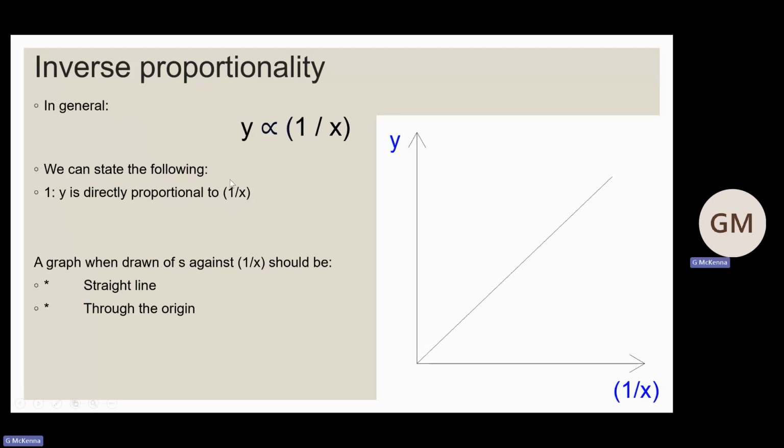Now, in general, when a quantity y, any variable that's on the y-axis, is proportional to 1 over x, any quantity, we've seen the previous example t on the x-axis, we can say that y is directly proportional to 1 over x. And a graph when drawn of, in this case it should really be y, it could be s on the y-axis against 1 over x, should of course be a straight line passing through the origin. So if you just want to copy down these notes, perhaps instead of putting an s there, you can just put in a y to keep it consistent with the equation above.